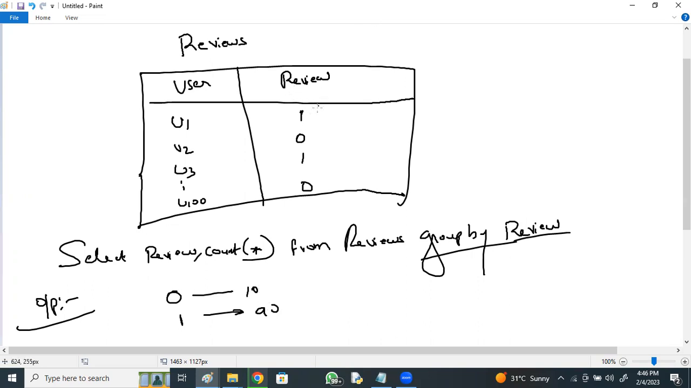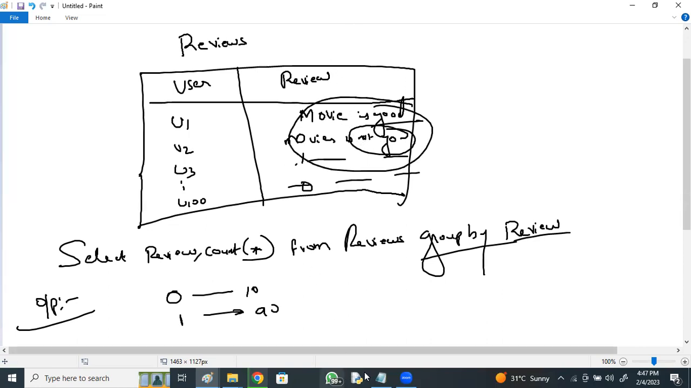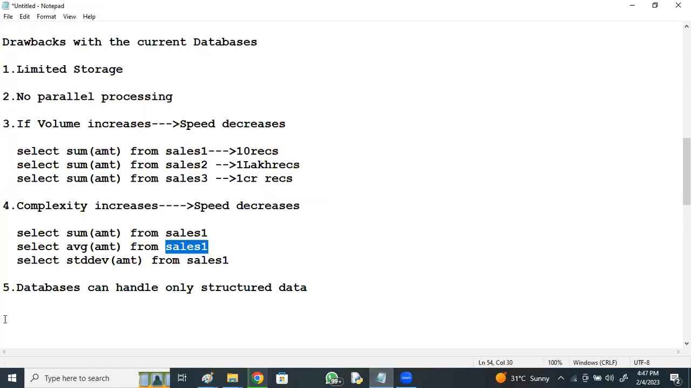But generally, the reviews won't be given in zeros and ones. They provide the feedback in their own text format. First person saying the movie is good. Second person saying the movie is not good. Now, can you count the number of people saying good and not good? Even by using the keyword count, it's a wrong computation because even "not good" has "good" within it. So this kind of data can't be handled by databases. They can handle only structured data, right?